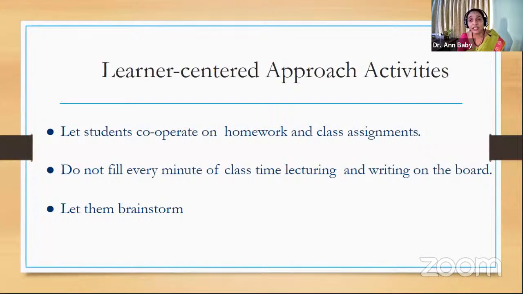If you have a 9 to 10 class, don't be adamant that from 9 to 10, you will be writing on the board and you will be teaching. Set apart some time for the students. Let them brainstorm. Let them do activities. Let them have a stage play. Let them do a role play. Let them hold a competition. Let them do a debate. Give time for the students. Let them come out with their ideas on that same topic which you taught in class. They might be bringing better ideas than each of us.